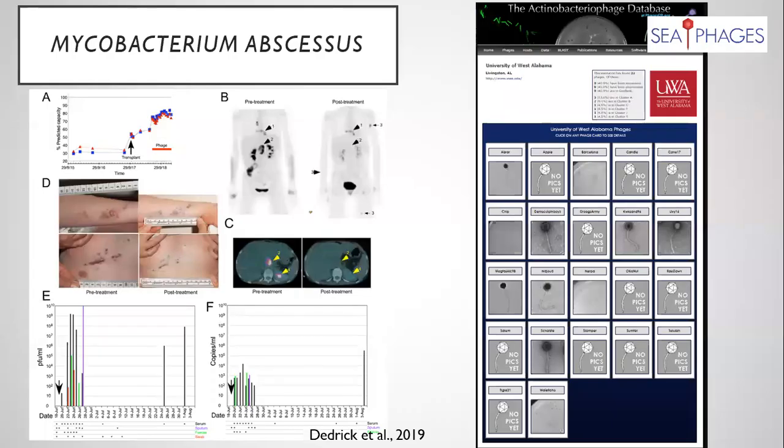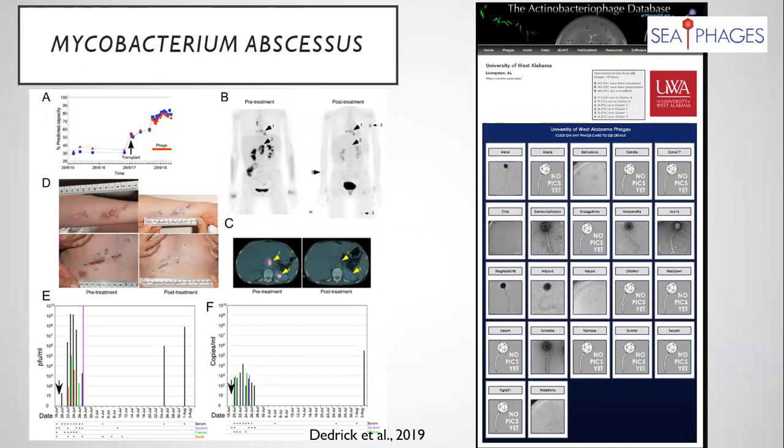First, let's look at a recent successful phage therapy case. This involves a patient with cystic fibrosis who received a lung transplant and then developed a severe Mycobacterium abscessus infection, which could not be treated with antibiotics. And so a group of doctors and scientists began phage therapy.